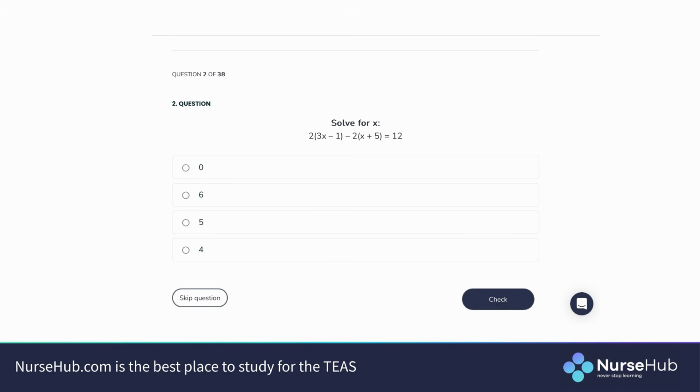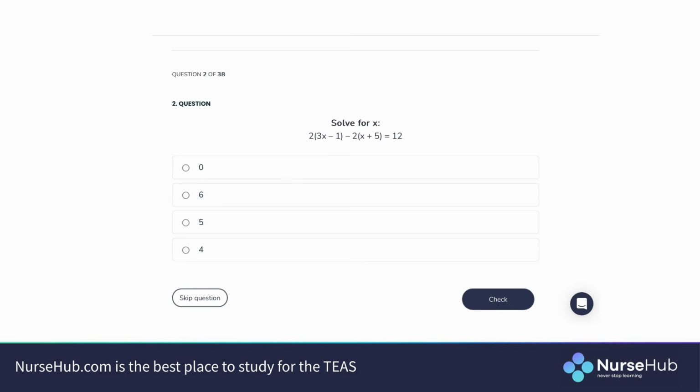Question 2. We're going to solve for x. 2 times (3x minus 1) minus 2 times (x plus 5) equals 12. All right, so let's get into the explanation for this problem.